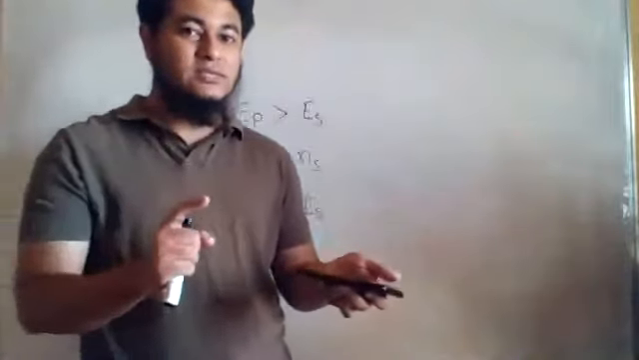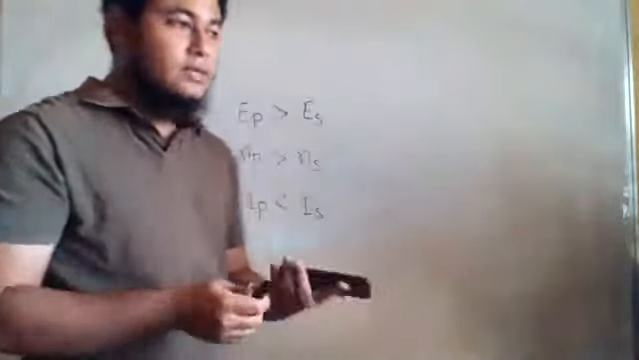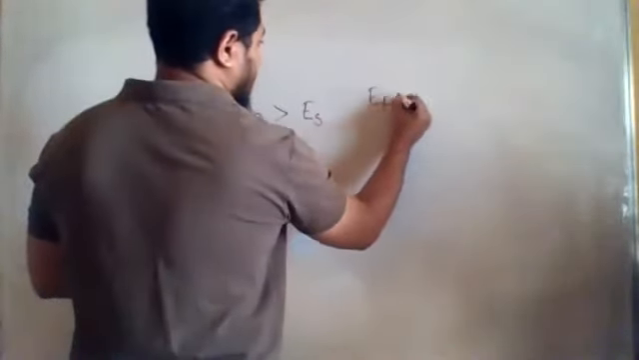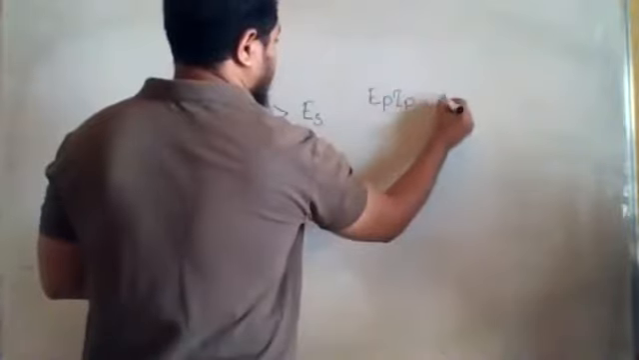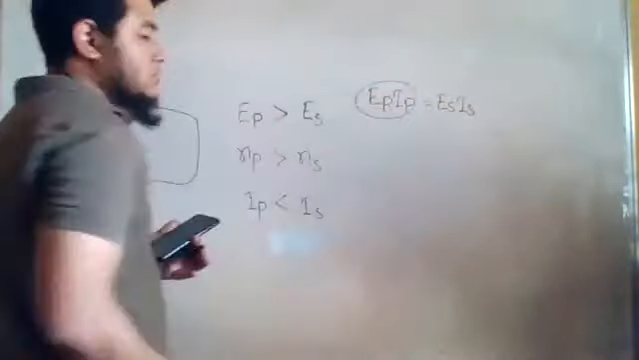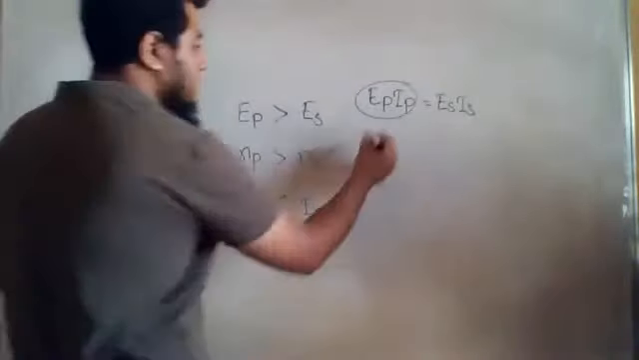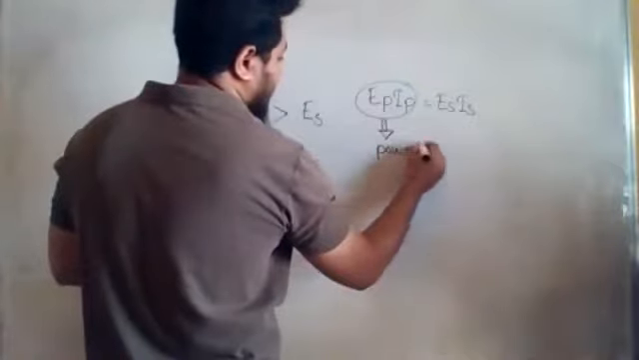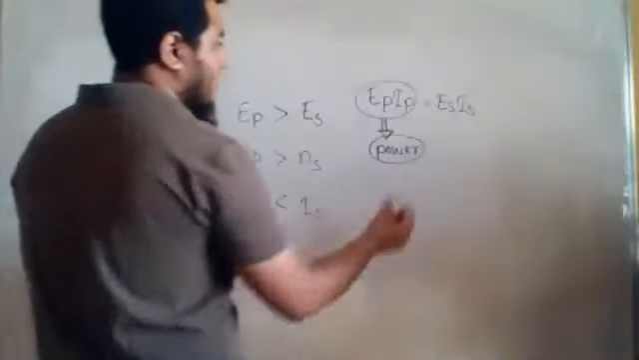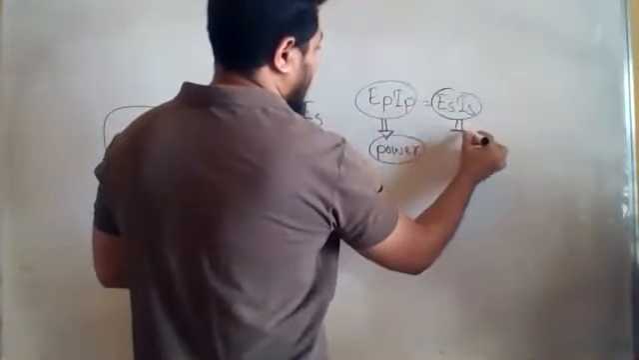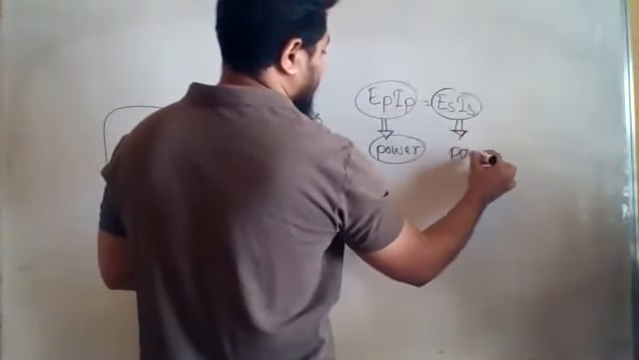Okay, in a step-up transformer, power, I mentioned this one while I was relating E and I. That means when I wrote EP IP is equal to ES IS. Now, potential difference or voltage into current, this is actually power. If you multiply these two, you are getting power. So if I write it, the power in the primary coil is equal to the power in the secondary coil.